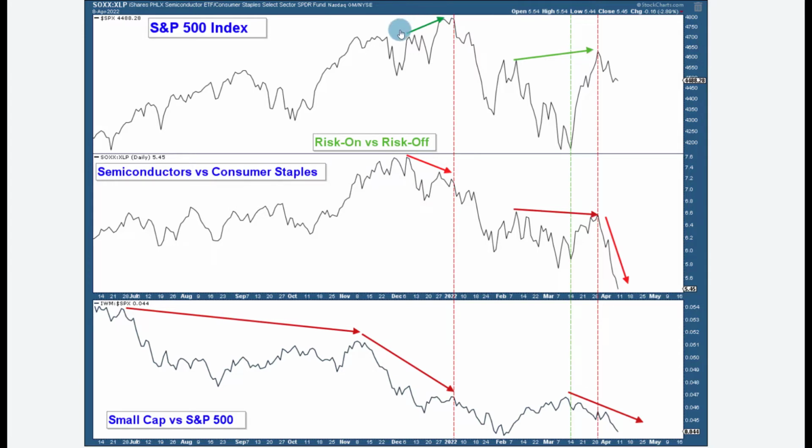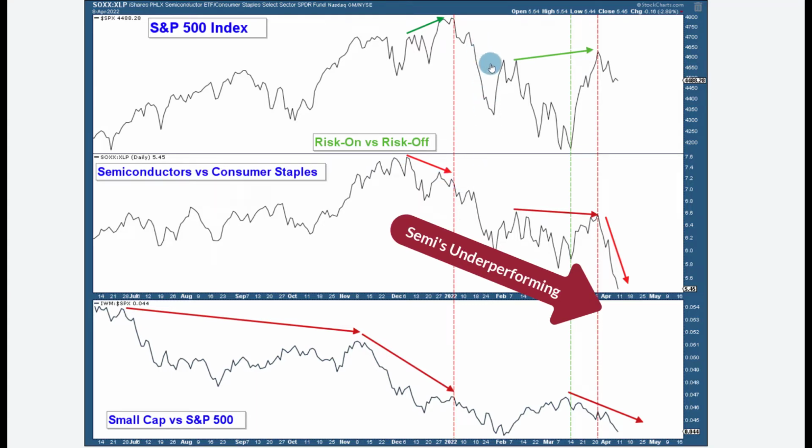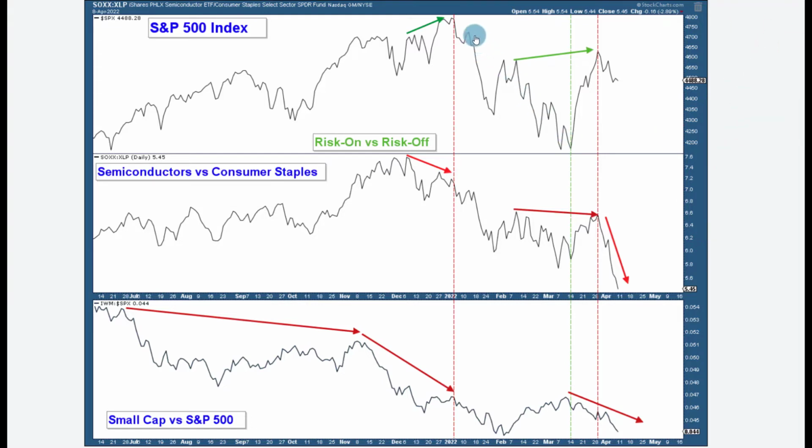Then as the market advanced in December, we actually saw semiconductors start to underperform. That underperformance continued throughout the market pullback that we saw from the beginning of this year through the middle of March, because this line is falling. Now, with the recent short-term bounce that we've seen in the market right here, we did see the line go up, indicating that semiconductors were starting to outperform, but this bounce in relative strength is pretty minor.